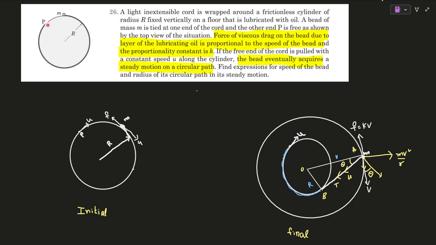The end P is free, so we have to pull it, and the force of viscous drag on the bead due to the layer of lubricating oil is proportional to the speed of the bead, and the proportionality constant is k. So here the viscous force on the bead is k times v. If the free end of the cord is pulled with a constant speed u along the cylinder, the bead eventually acquires a steady motion on a circular path. Find expressions for the speed of the bead and the radius of the circular path in steady motion.